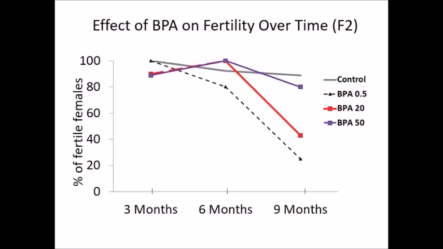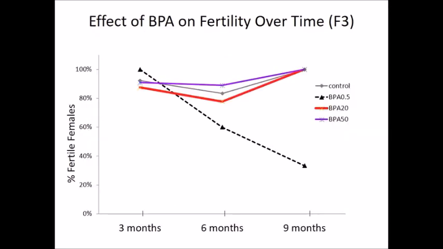So we see a very slight decline in fertility in the controls as they age, but all 3 doses of BPA significantly reduce fertility over time in the F2, and again, we see some of the most profound effects in our lowest dose as well as our middle dose. Similarly, when we look in the F3, we don't see dramatic differences between the control and the middle and high dose of BPA, but again, it's our lowest dose of BPA. We see a dramatic decline in fertility over time in the F3, suggesting that the effects of BPA on fertility over time are indeed transgenerational in nature.